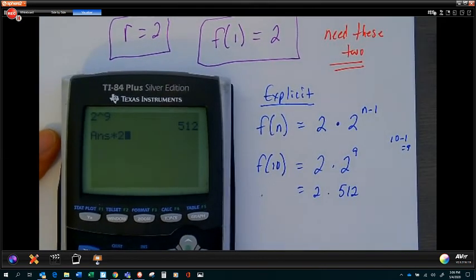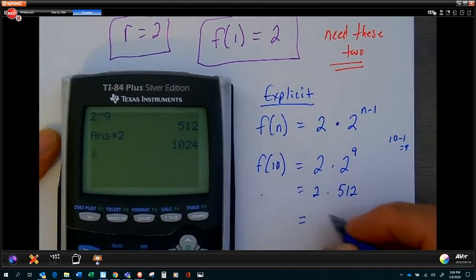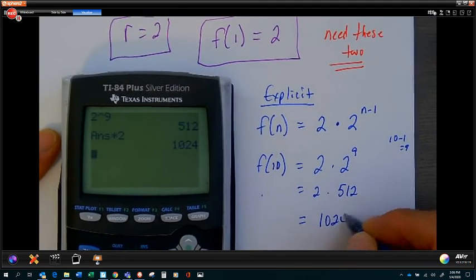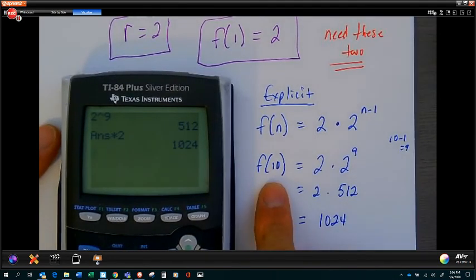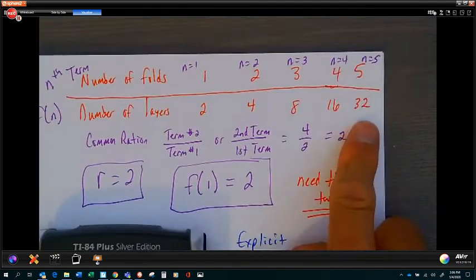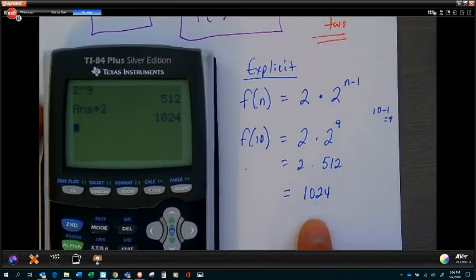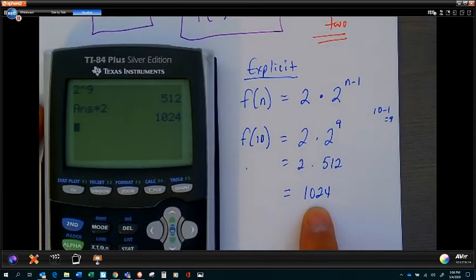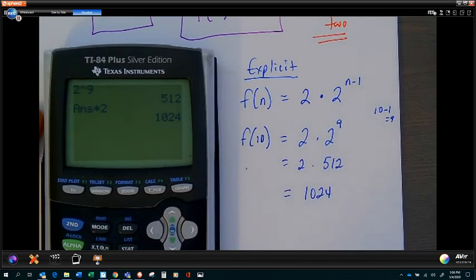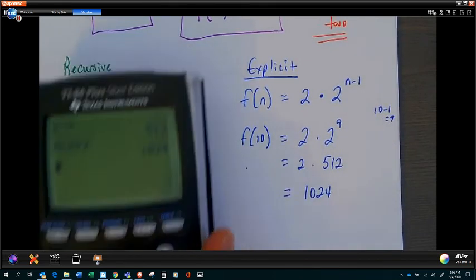And then I multiply that times my first term, and it gives me 1,024. So I know by the 10th fold, it's going to have 1,024 layers. And I can figure out what the 20th fold is, how many layers that creates. And again, the explicit formula is great for plugging in to find out the nth term, whether it's the 7th, the 8th, the 9th, or the 10th.